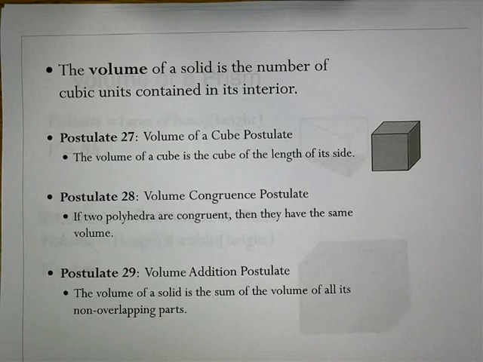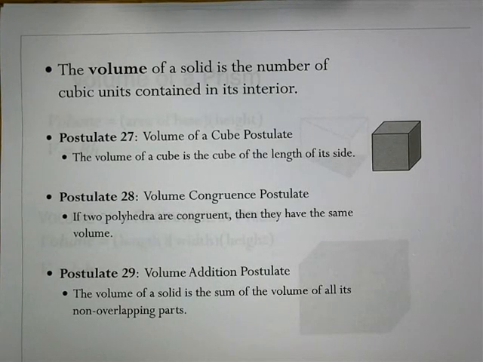Postulate 28: if two polyhedra are congruent, then they have the same volume. So if I have two prisms or pyramids that are the exact same in congruence, everything matches up, their volume will be the same. And the volume addition postulate says we could combine volumes. So maybe we have two parts together, we could combine them and get a total volume.